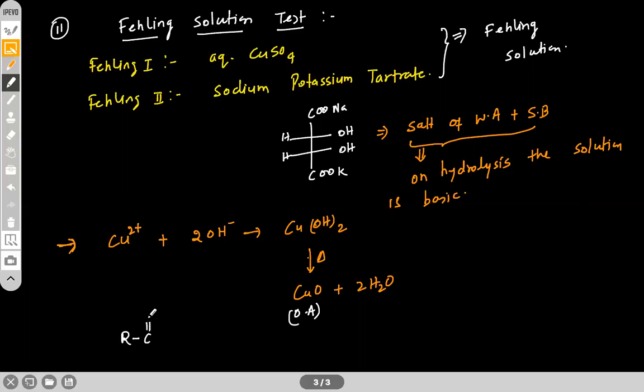Aldehyde, when allowed to react with this oxidizing agent CuO, this converts into Cu2O. It gets reduced, and this oxidizes the aldehyde into an acid, that is COOH. The confirmation of this reaction we get by the color, which is brick red, or simply red. The Cu2O that forms can also behave as an oxidizing agent, so if any aldehyde is left in this reaction, that also reacts with Cu2O and converts into COOH acid. So this is the test of aldehyde, the Fehling solution test.